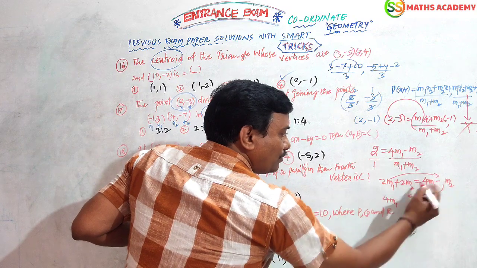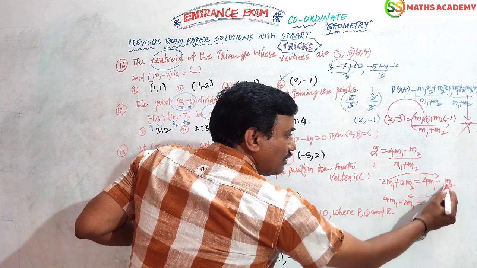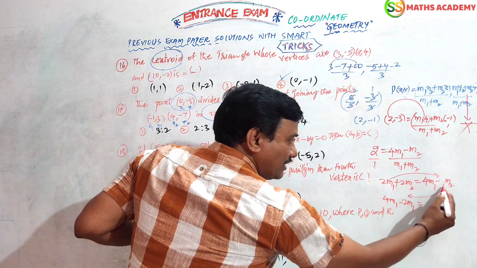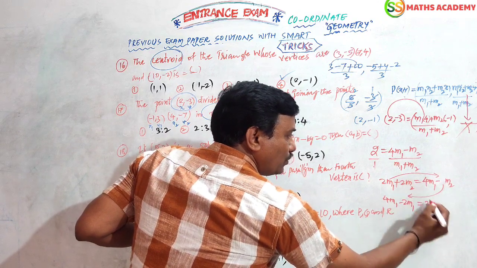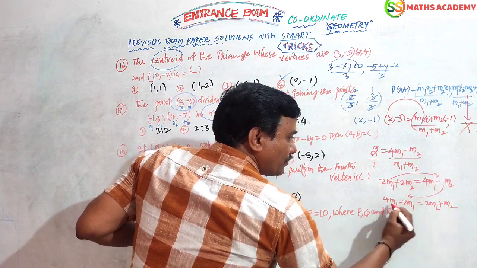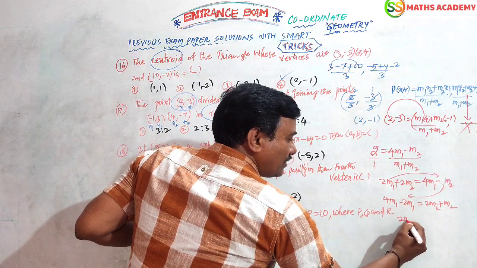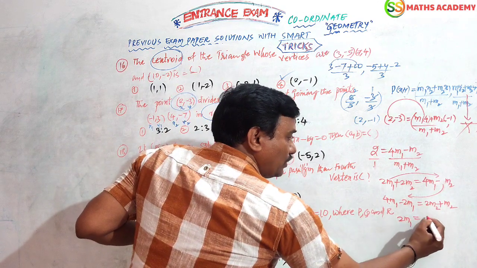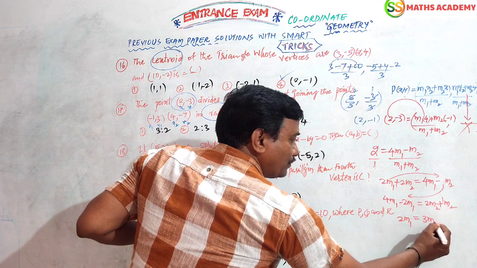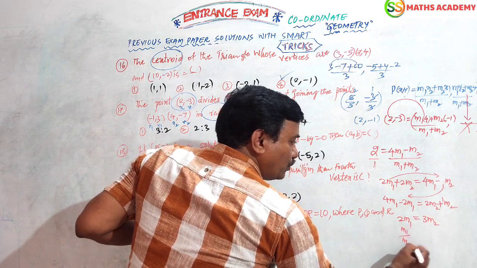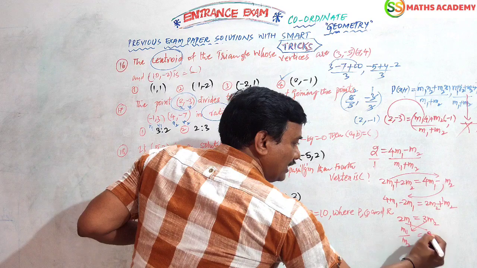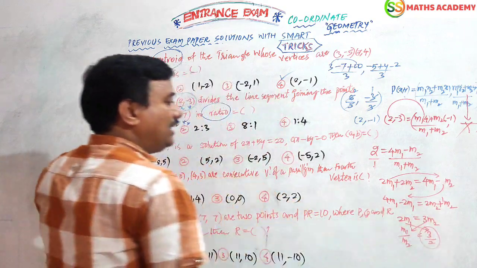4M1 minus 2M1, and 2M2 plus M2, come to this side. 4M1 minus 2M1 is 2M1. 2M2 plus 1M2 is 3M2. Now M1 by M2 equals 3 by 2. The ratio is 3 by 2.